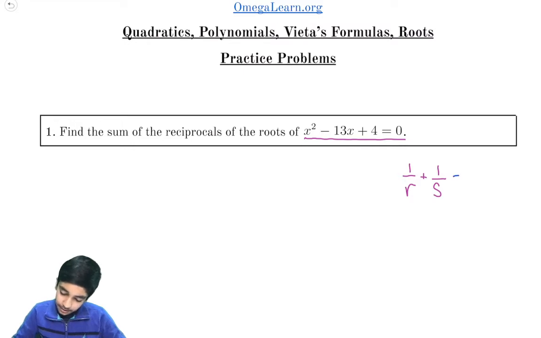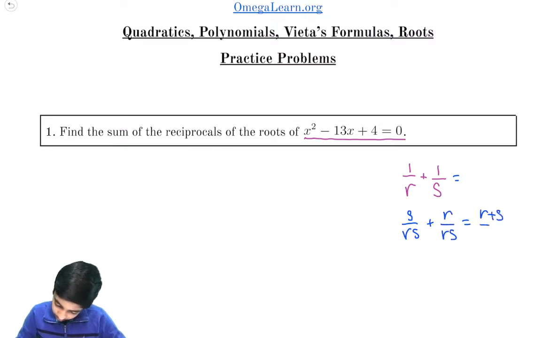When we simplify this, we get s over rs plus r over rs, which is equal to r plus s over rs. And what is this equal to? Well, these expressions we can easily find by Vieta's formulas.